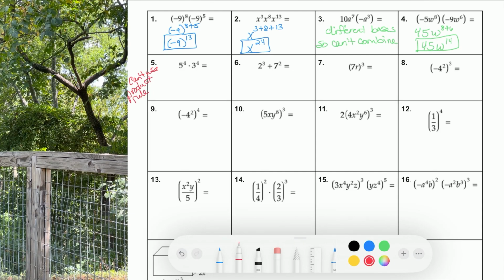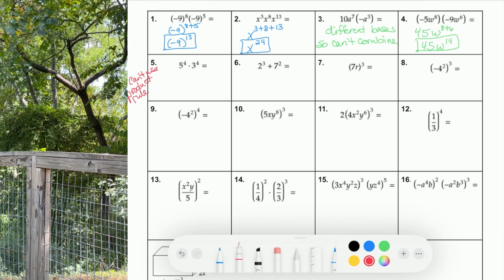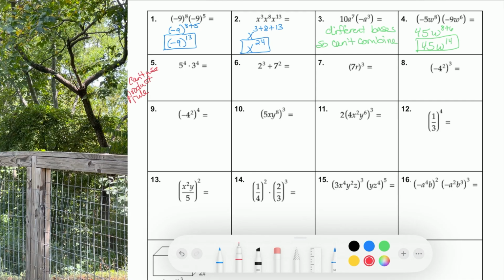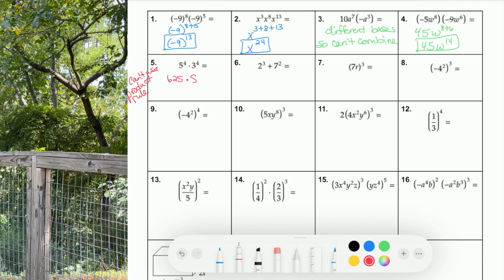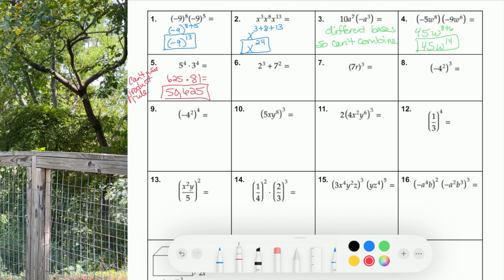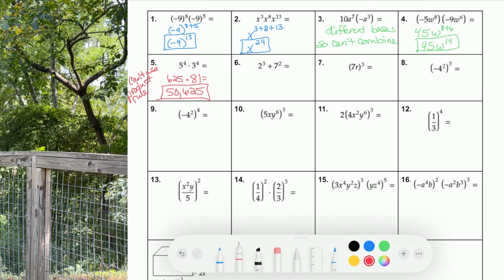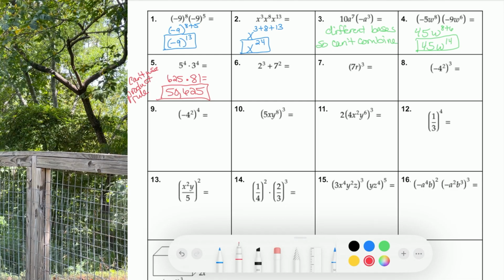So the way I would have to solve this one is I would actually have to do 5 to the power of 4, which is 625. 3 to the power of 4 is 81. And then when I multiply those together, I get 50,625. So again, the important part about this particular problem is I wanted to point out we can't use the product rule. We have to actually work with the exponent to get a number, then multiply our numbers.